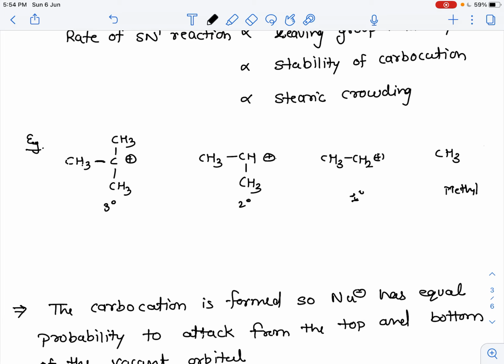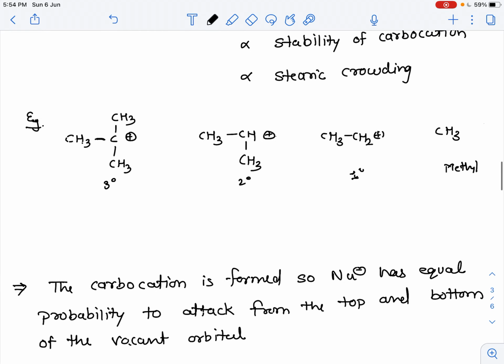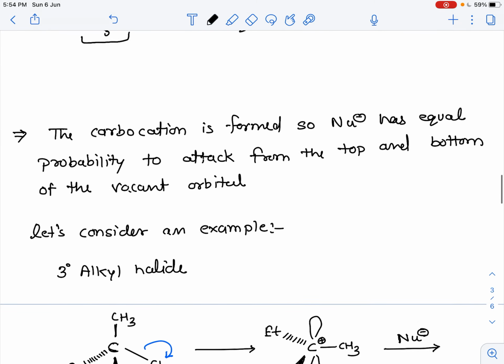Clear or not? Okay, now in this what will happen? You can see this 3 degree carbocation is most stable. Okay, so the 3 degree alkyl halide, that was Cl, will show this reaction with higher rate. Is it clear or not? Okay, so this is the SN1 mechanism.